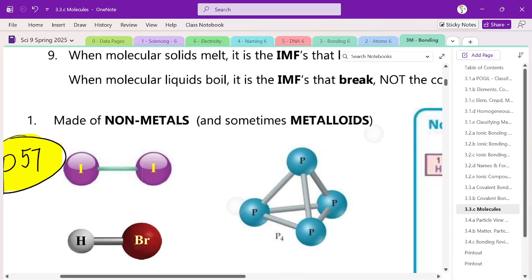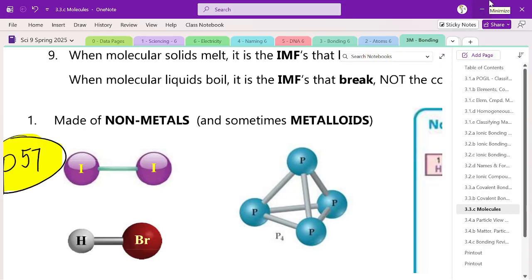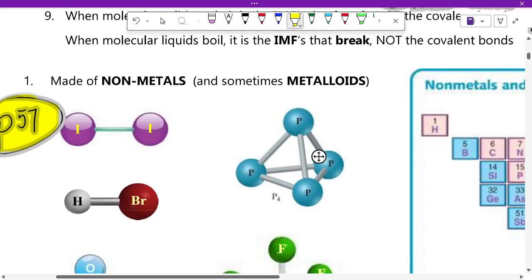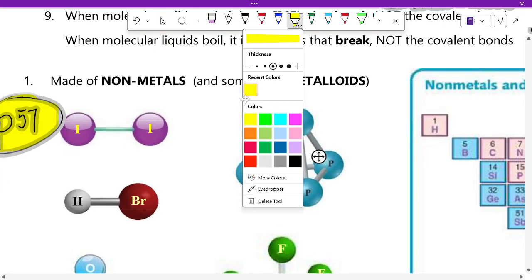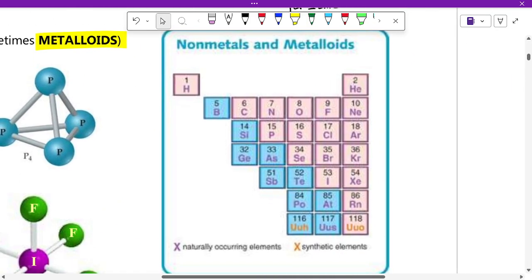Molecules are made of nonmetals, but also sometimes metalloids. Not very often, but every once in a while. So they're made of nonmetals and sometimes metalloids. And if you've forgotten where those are on the periodic table, the nonmetals are all those ones that are sort of like the pink color there. And the metalloids are the blue ones.